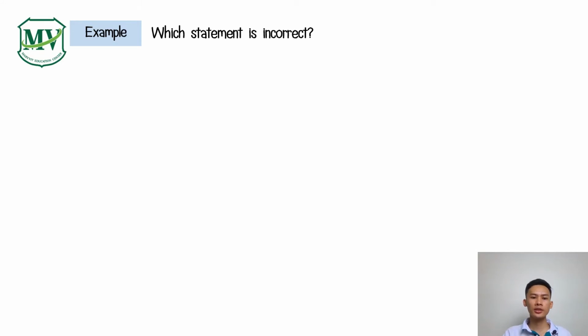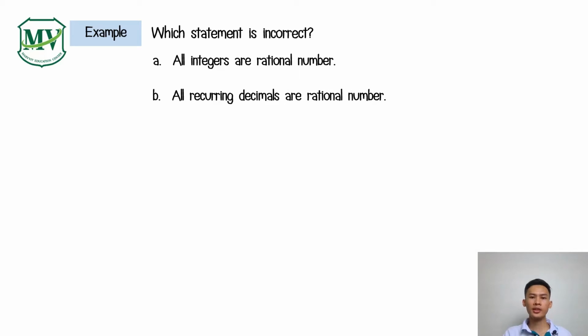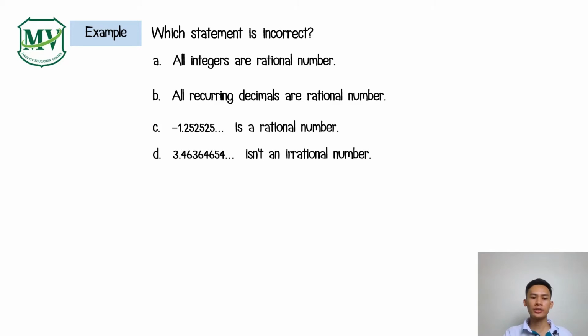Okay, let's proceed to this example. The question is, which statement is incorrect? Letter A, all integers are rational numbers. Letter B, all recurring decimals are rational numbers. Letter C, negative 1.252525... is a rational number. Letter D, 3.46364654... isn't an irrational number.